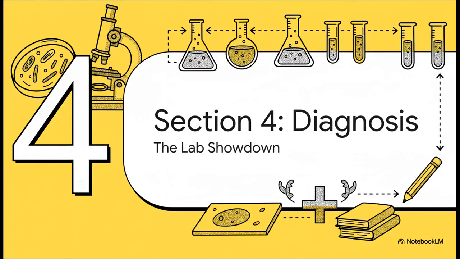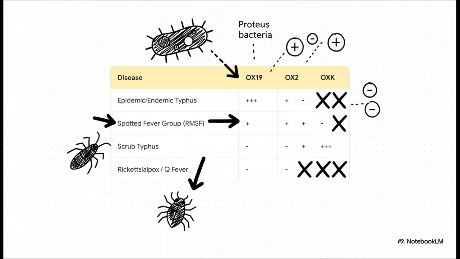So how do we actually prove what's going on in the lab? This section is all about diagnosis, and we're going to focus on a classic test that, even with its flaws, shows up on exams all the time. This table right here is pure gold for your exams. Yeah, it's a non-specific test, but you absolutely have to know these patterns.